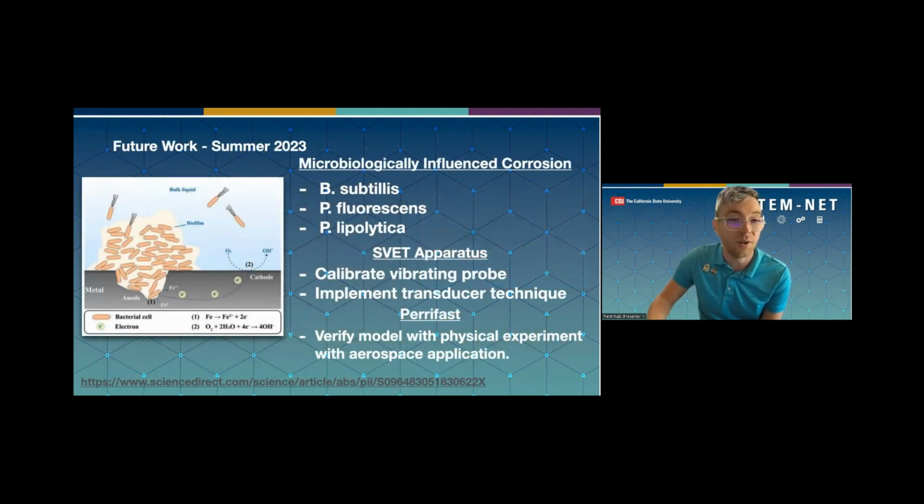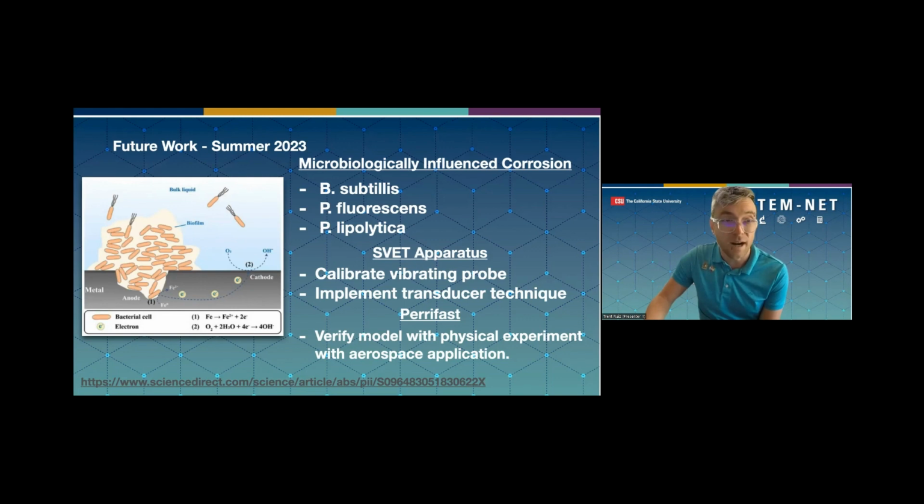The future work for this summer is quite exciting. We're going to be exploring the effects of microbiologically influenced corrosion. 3 microbes in particular that we're looking at are B. subtilis, P. florens, and P. lipolytica. The first 2 actually inhibit corrosion, and the last one promotes it. And so the way that this works is that in aquatic situations such as the ocean, when corrosion begins, a biofilm forms, and this does have the potential to increase the deleterious effects of electrochemical corrosion, and it's something that we want to be able to implement into our models.